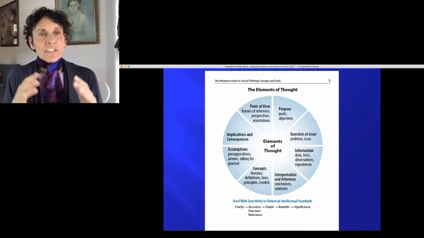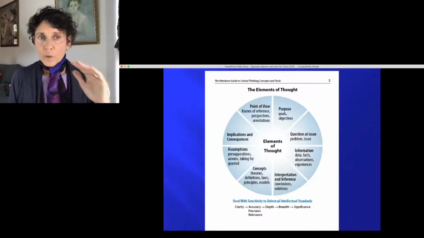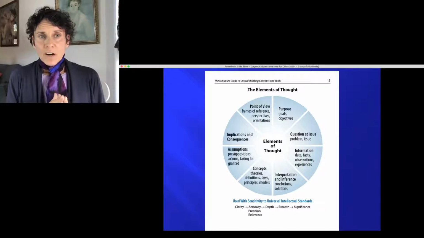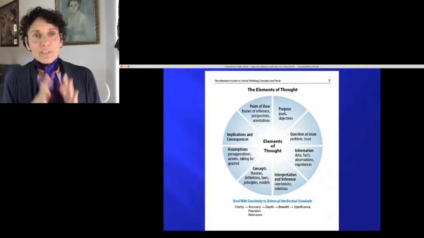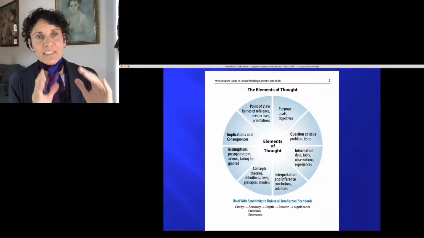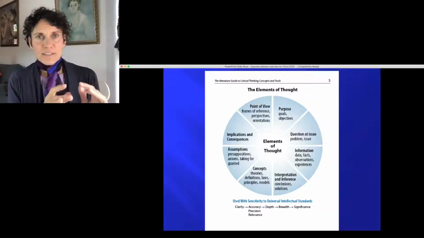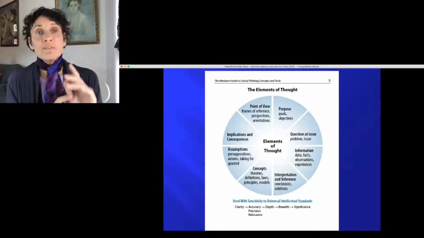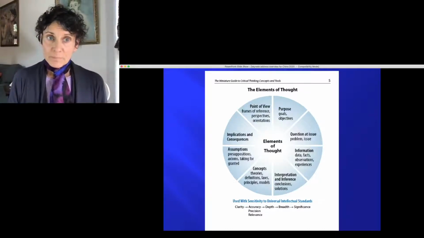And what this means is that whenever you reason, no matter what you're reasoning about or what you're reasoning through, or what age you are, or how well you reason, or how smart you are or think you are, whenever you reason, you're using these elements. You cannot avoid using them. You may not be aware that you're using them, but you are using them. They may be functioning at the unconscious level, which they often are, but you're still using them.